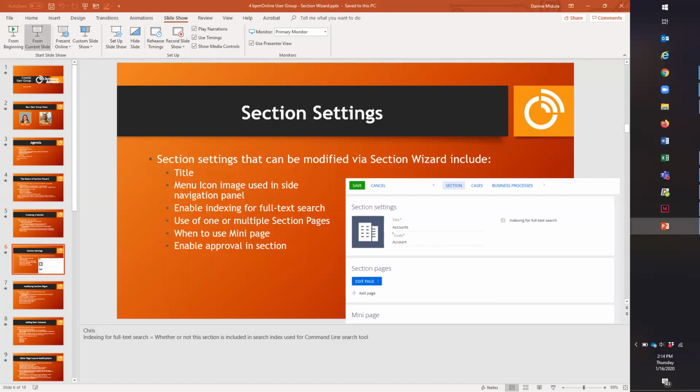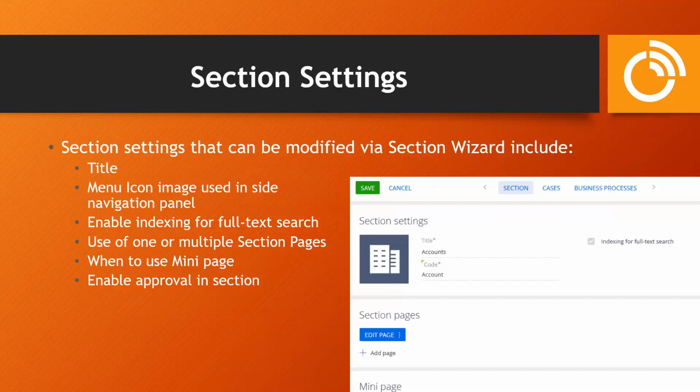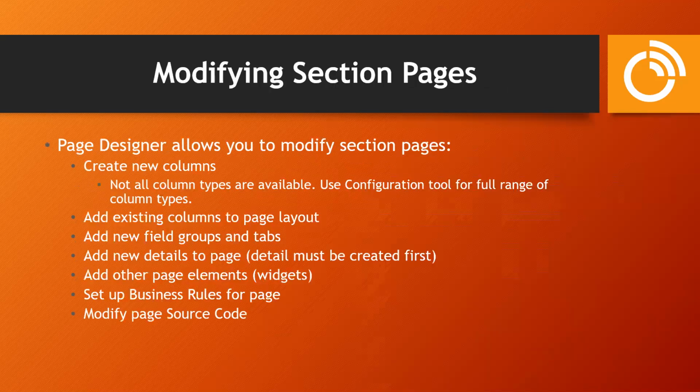Click that one. So modifying section pages. Page Designer allows you to modify section pages. So we'll look at this next. But in the Page Designer, you can create new columns. There is a note here, not all columns are available in Page Designer. You may have to use the configuration tool for the full range of column types. Some of those include other string fields that are just longer, and there's a few others.